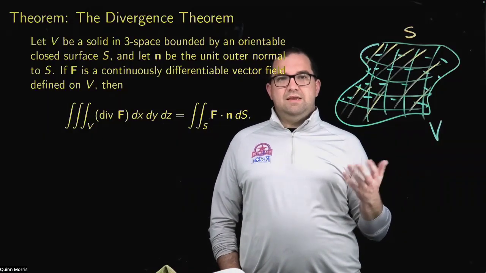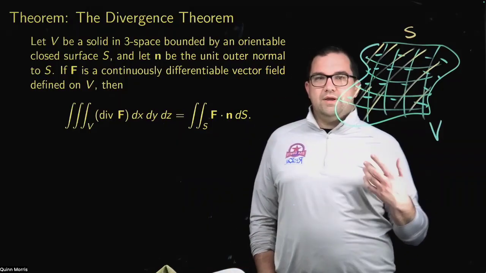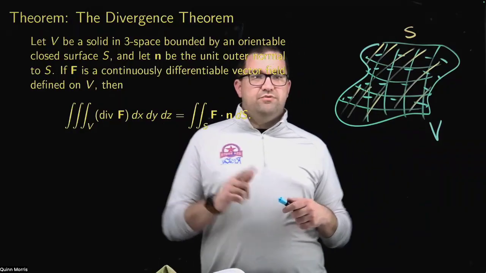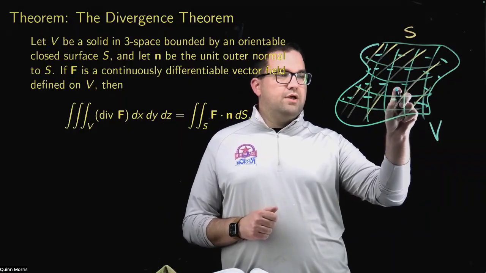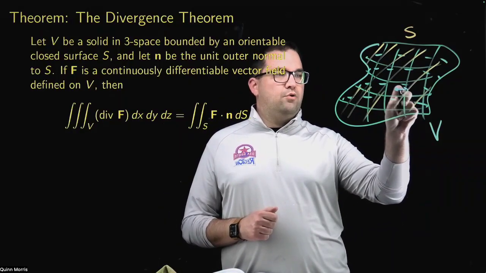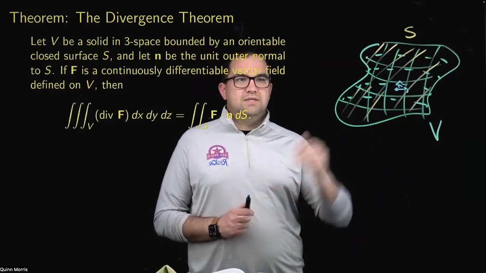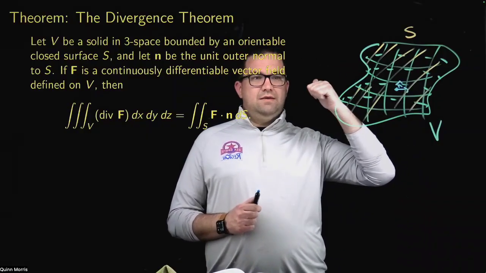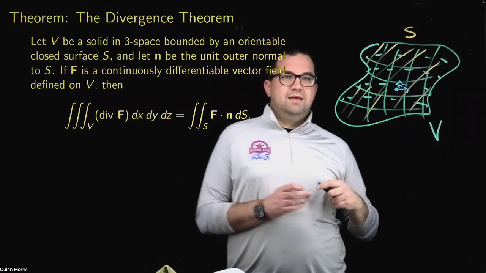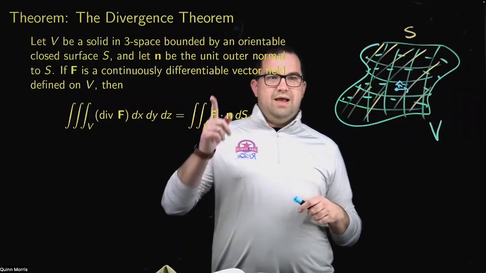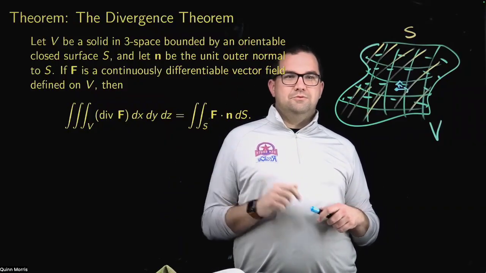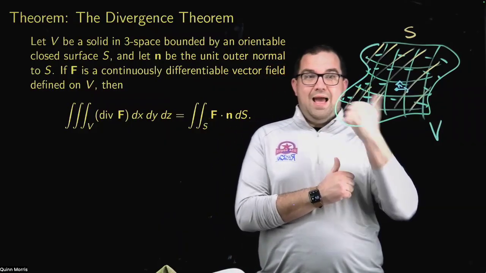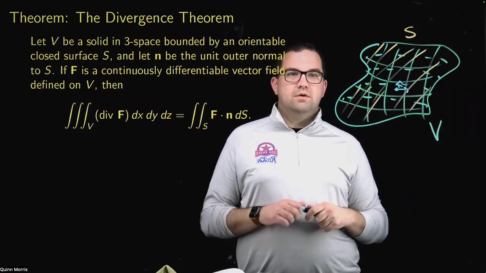So we have a nice solid V. It's bounded by an orientable closed surface S. And because we're going to need to do a surface integral, we need to define a normal vector, and we want n here to be the outer normal vector. So it's a normal vector that's pointing out from the volume V. Again, if it wasn't orientable, you would have trouble defining this, because there wouldn't be two nice sides and you couldn't easily define an inward and an outward normal.